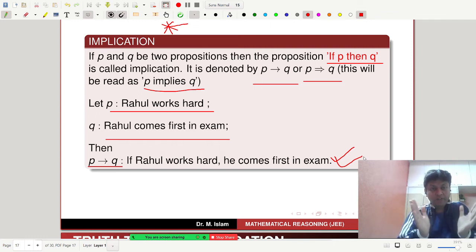So you have to identify the implication, you have to understand the implication. Rahul works hard and Rahul comes first in exam are the two component statements, and how will you connect them? P implies Q: if Rahul works hard, he comes first in exam. That is the implication.